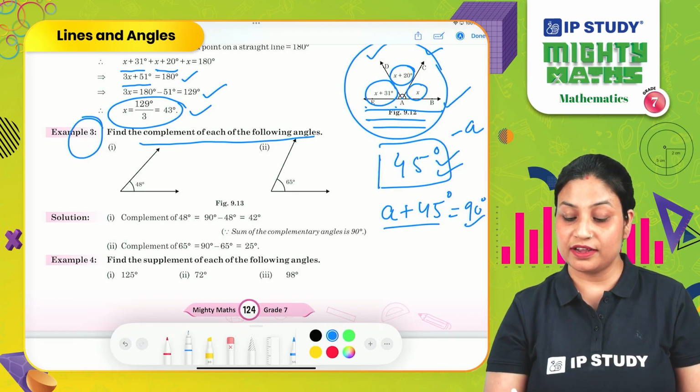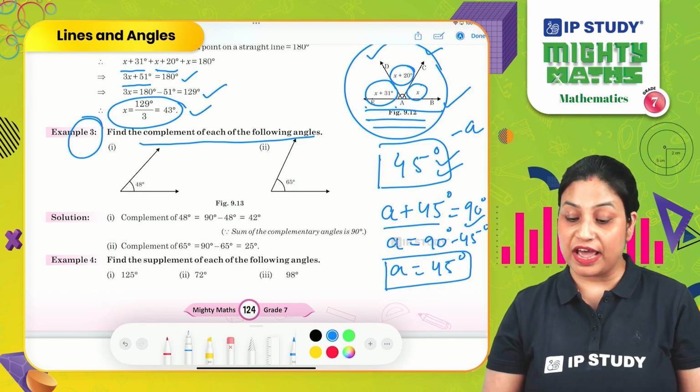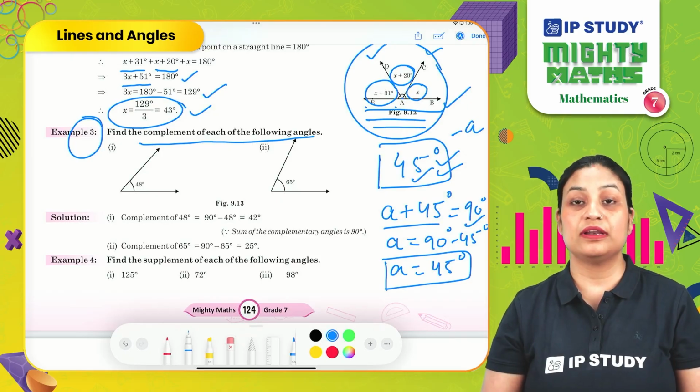So what will you get if you transpose it? 90 degree minus 45 degree, so what will you get? You will get 45 degree. It means that the complement of angle 45 degree will be 45 degree. Am I clear to you?